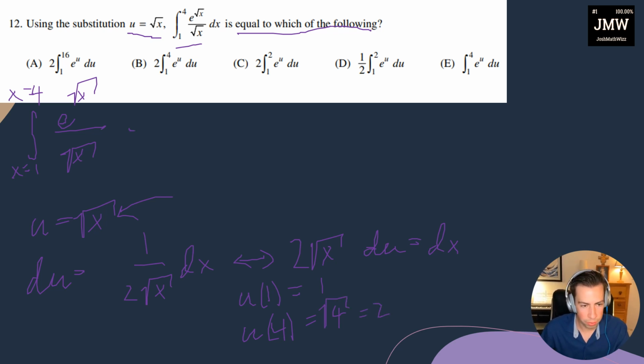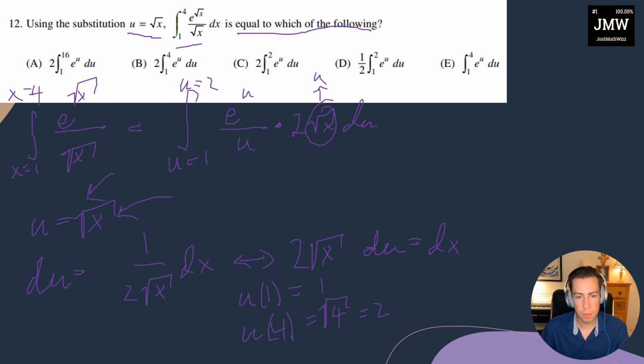So now when I rewrite it and put everything in, I'm going to have the integral from u equals 1 to u equals 2 of e to the u divided by u multiplied by 2 times the square root of x du. Now I know that the square root of x is just equivalent to u, right? We already talked about that.